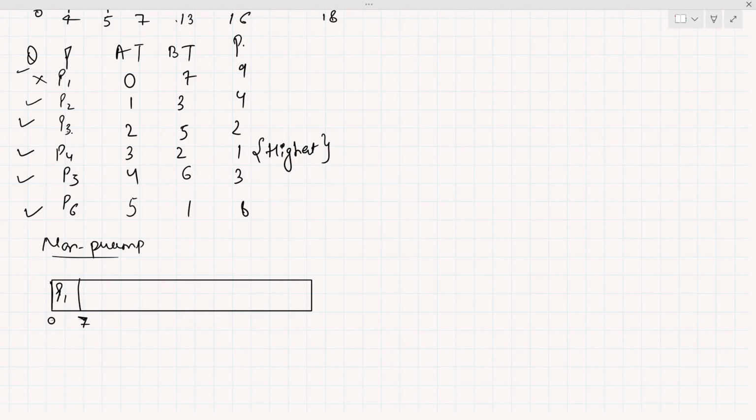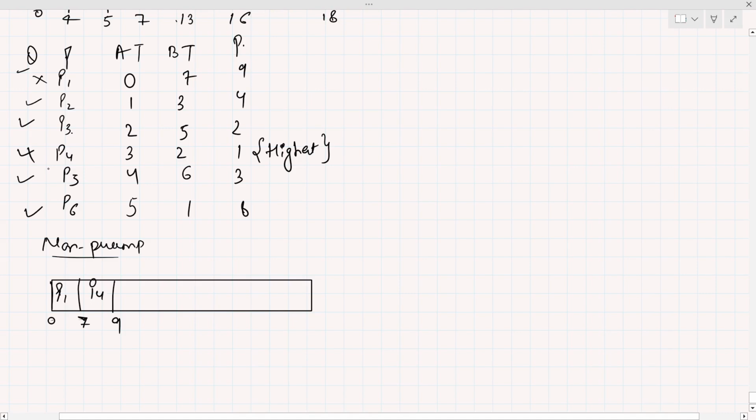Among these 5 processes, P4 has the smallest number, which is 1. So we have to assign the CPU to P4. The burst time is 2, so 7 plus 2 becomes 9. So 9 is the completion time for P4. Now P4 is also completed.